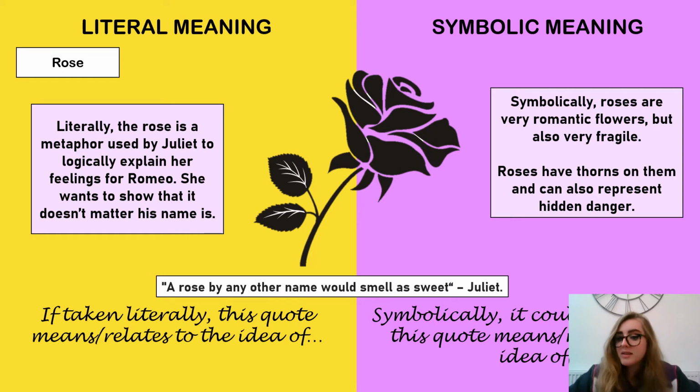Symbolically, roses are very romantic flowers, but also very fragile and quite dangerous as well, because the thorns on them can represent that hidden danger. Juliet talks about this because she says, if a rose was called a cabbage, it would still smell like a rose. But we want to think about why a rose, and that symbolic meaning there.